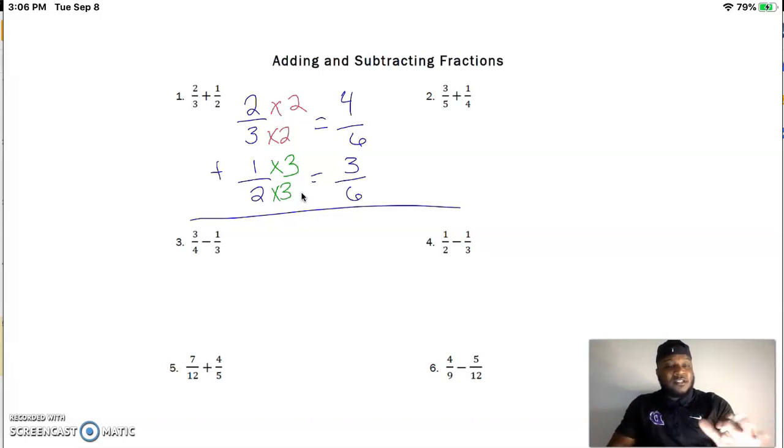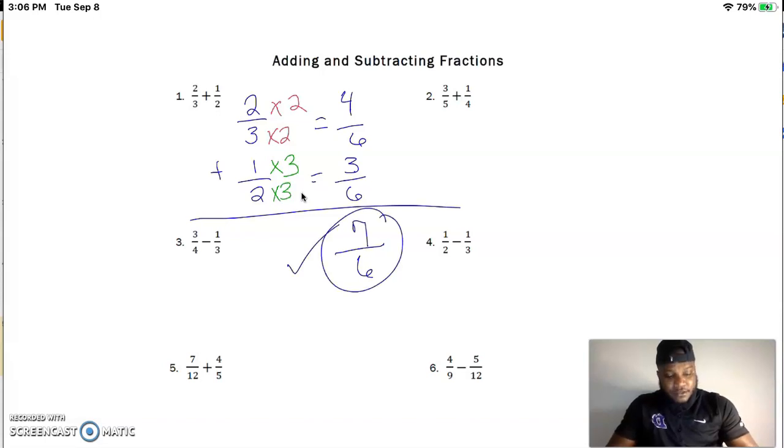Numerators, you add the numerators; your denominators do not change. When you are adding and subtracting fractions, once you identify or create like denominators, that denominator is now your denominator. It doesn't change. So I don't add 6 and 6. 6 is just my denominator. So 6 is my denominator, and 4 plus 3 is 7, and that's my answer. All right, so we multiply by the opposite fraction's denominator. Even though this is an improper fraction, we're not going to go into converting it to a mixed number just yet.